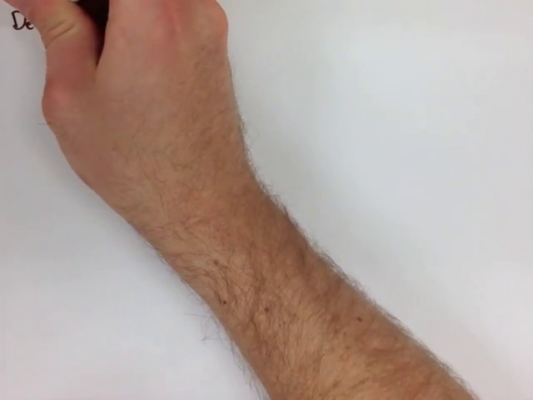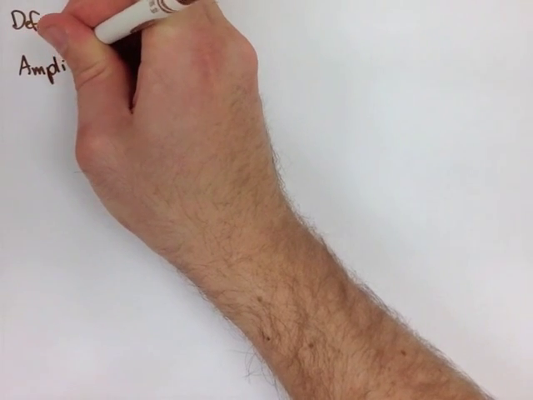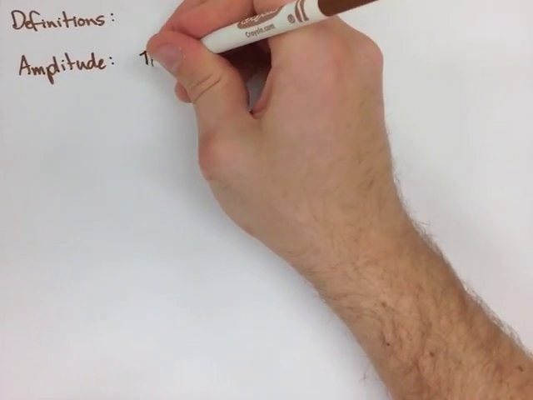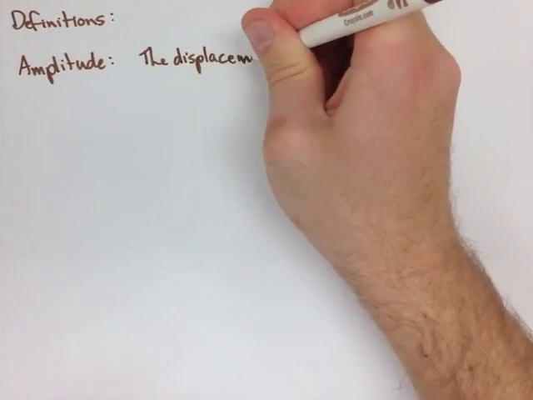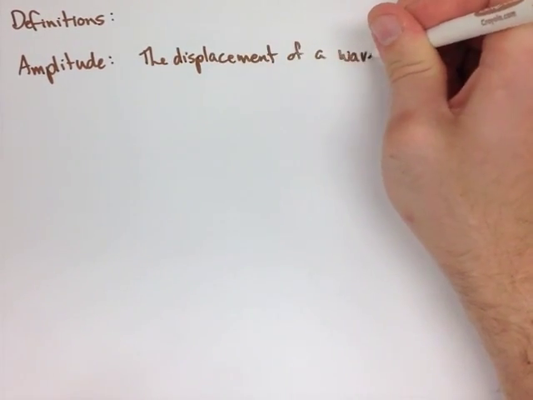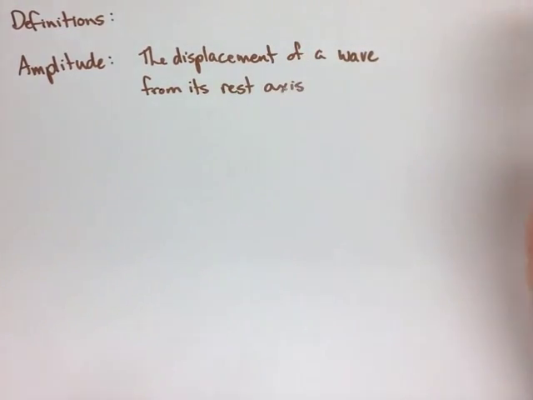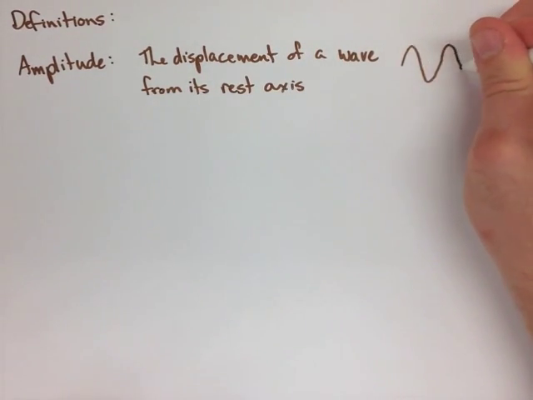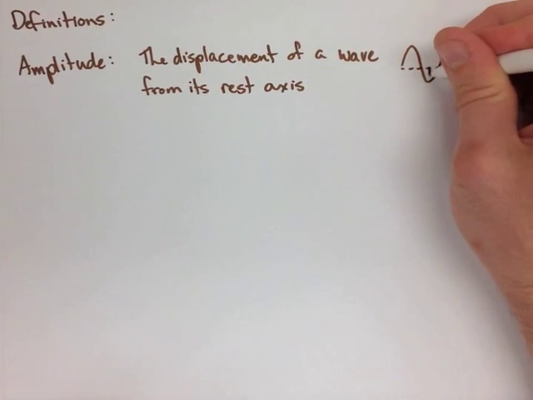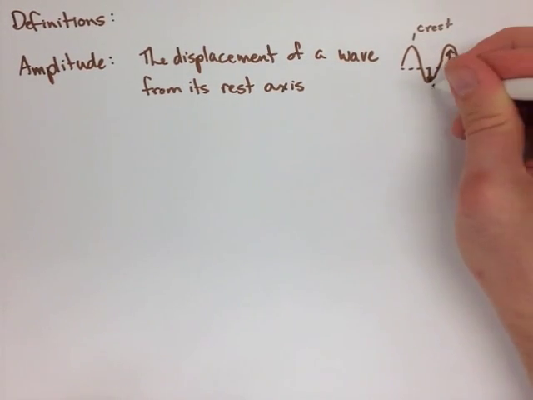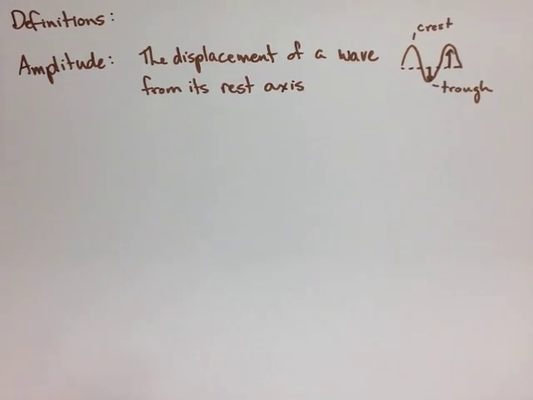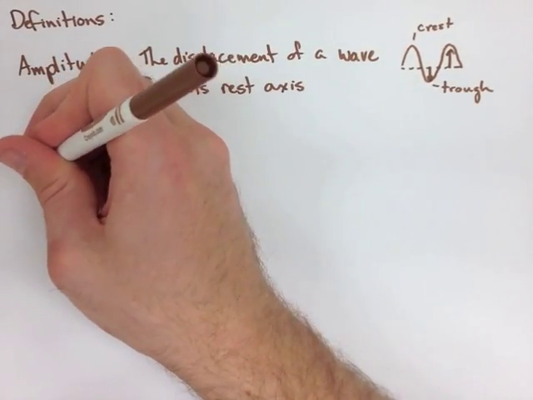We're now going to look at three definitions about waves that we talked about last year in grade 10, as well as one additional one. The first we're going to look at is amplitude. And this is the displacement of a wave from the rest axis. We normally represent this with the letter A. So it can either be up to the crest or down to the trough. It doesn't matter which one, it's the same distance each time.